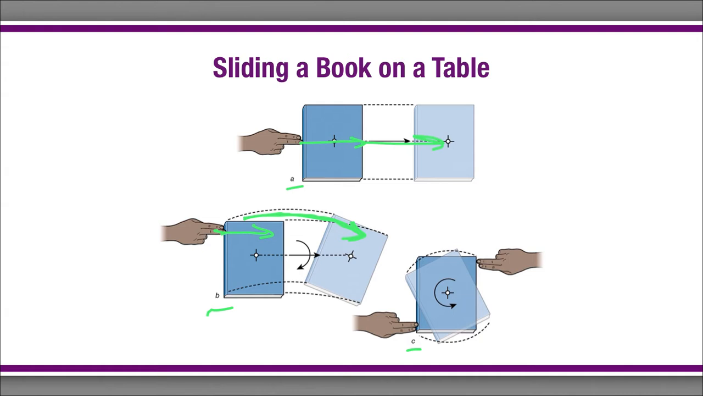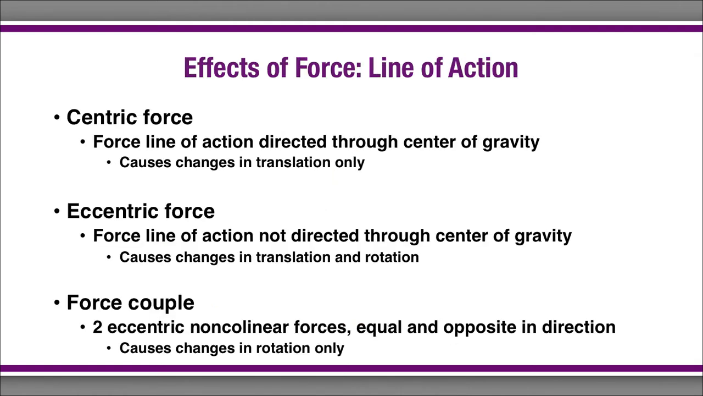And in scenario C, if we apply a force at the bottom left-hand corner of the book and the top right-hand corner of the book in opposite directions and of equal magnitude, this will cause a torque alone rotating about the book's center of gravity.